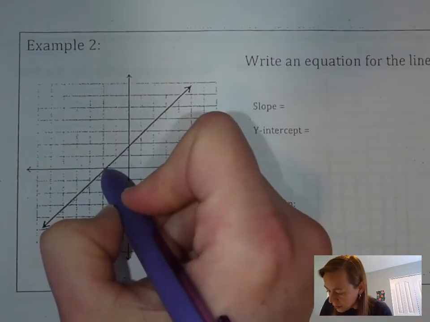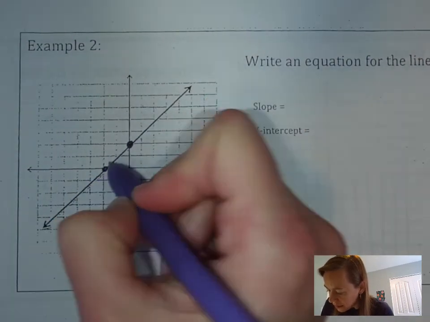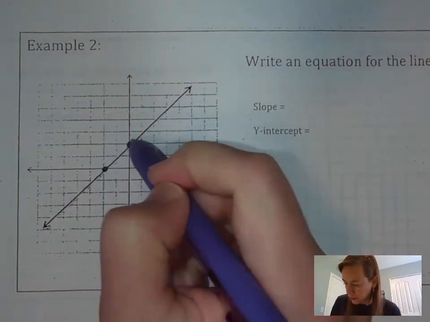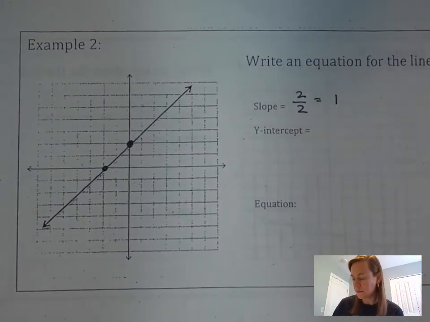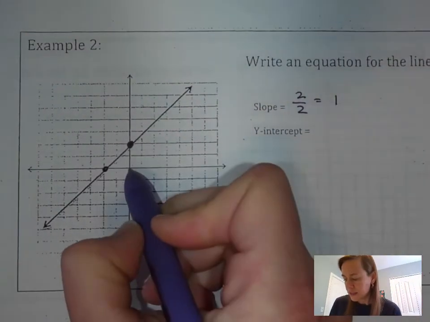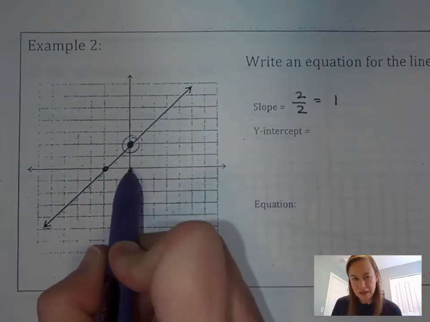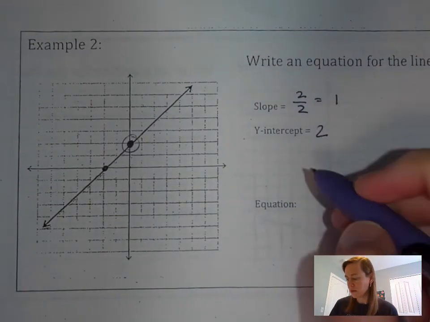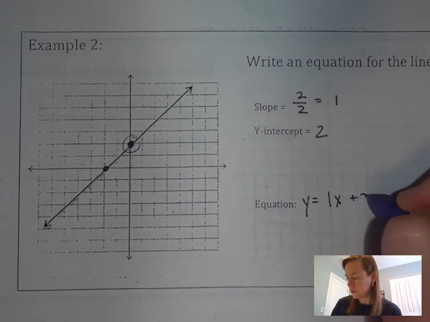It looks like we could draw a dot here, and we could draw a dot here. So our slope is going to be up 2 over 2. Now that's going to simplify to 1, isn't it? Okay, cool. And our y-intercept is, let's see, where does it cross the y-axis? Right there. Start at your origin and count up. 1, 2. So y-intercept is 2. That means our equation will be y equals 1x plus 2.